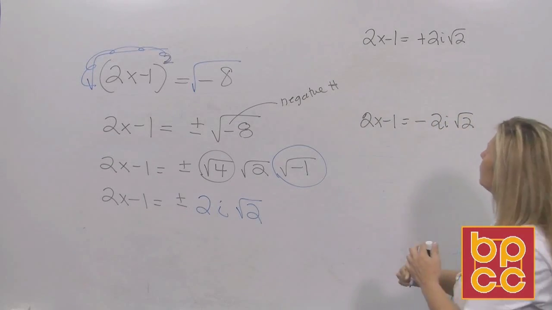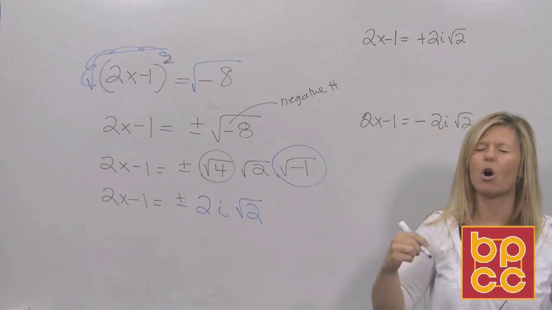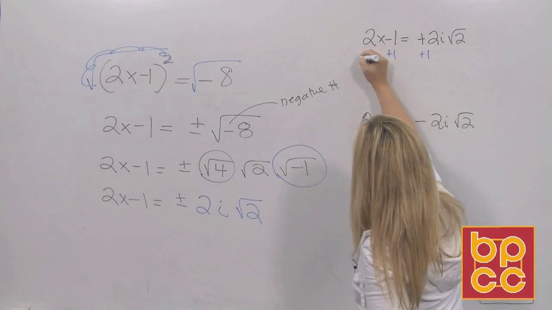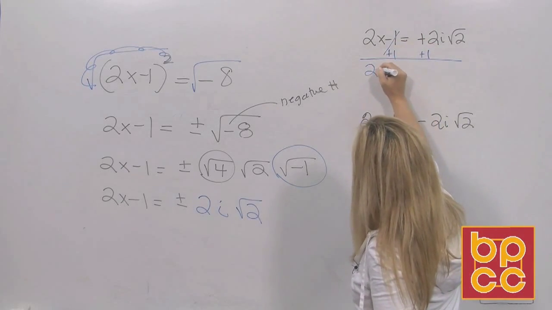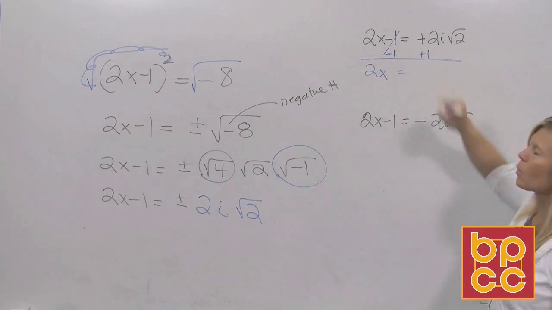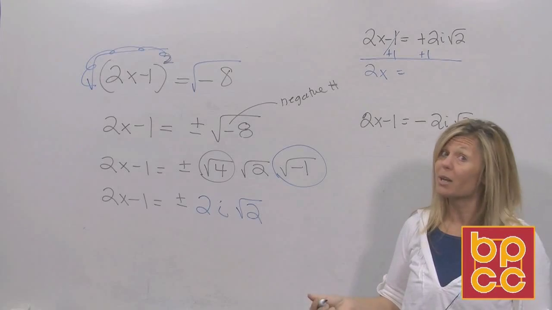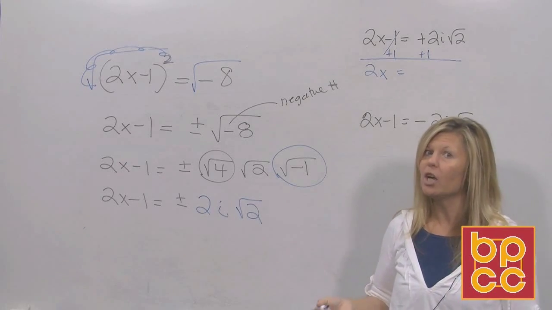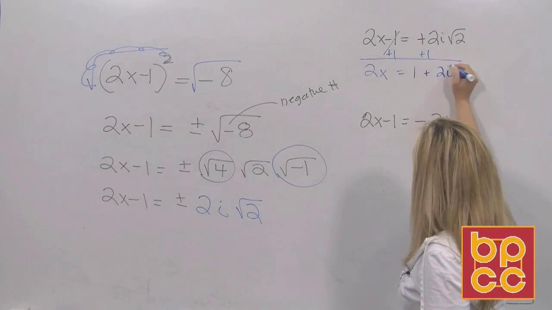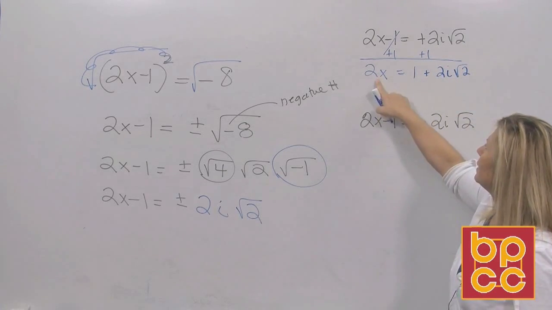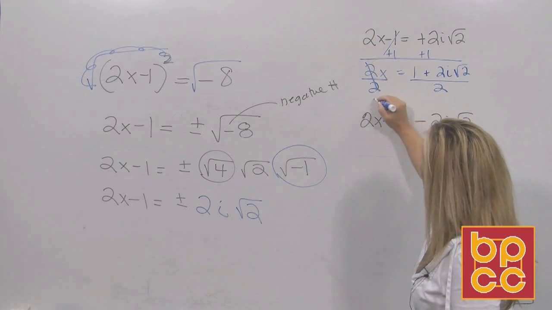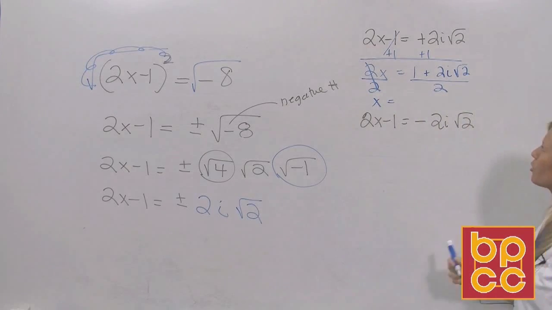And now let's solve. Now you're going to see how you use all your algebra skills. We're going to add 1 to both sides. 2x equals, can you add 1, a real number, to 2i square root of 2, an imaginary number? No, you cannot. We learned in Module 3, you always put the real number first. So 1 goes first, and then plus 2i square root of 2. Now the opposite of multiplying by 2 is dividing by 2. x equals. Here's the problem.